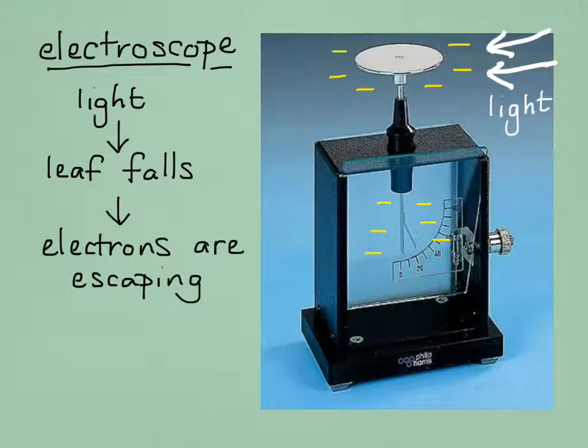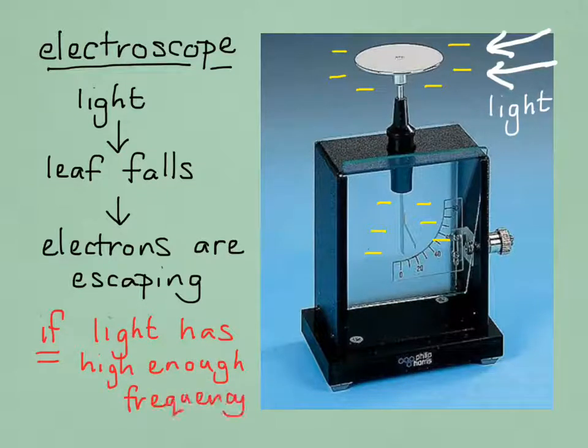It can only mean that some of the electrons are escaping from the metal. Now, the whole system is isolated, so they can't leak through the case. They must actually be jumping off the metal and into the air. But they also found that it only happened if the light had a high enough frequency. So low frequency light, nothing happened. But if the light was a high frequency, then the leaf did fall and the electrons did escape.